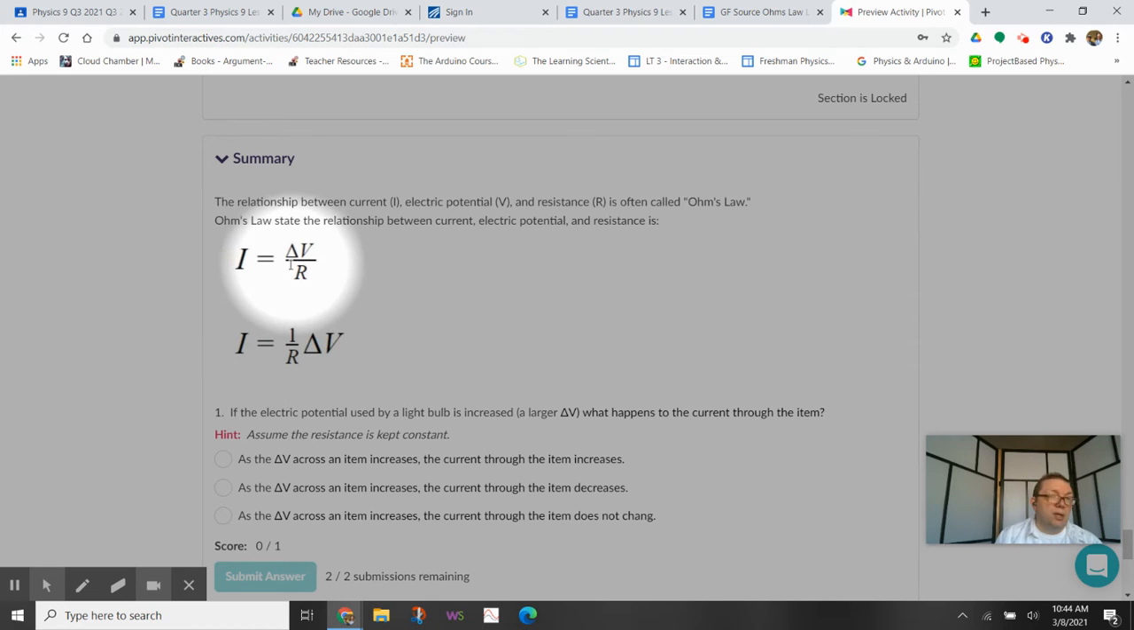This equation is really useful when people are trying to figure out different ways to make circuits work. It's often called Ohm's law, after one of the people that first discovered this.